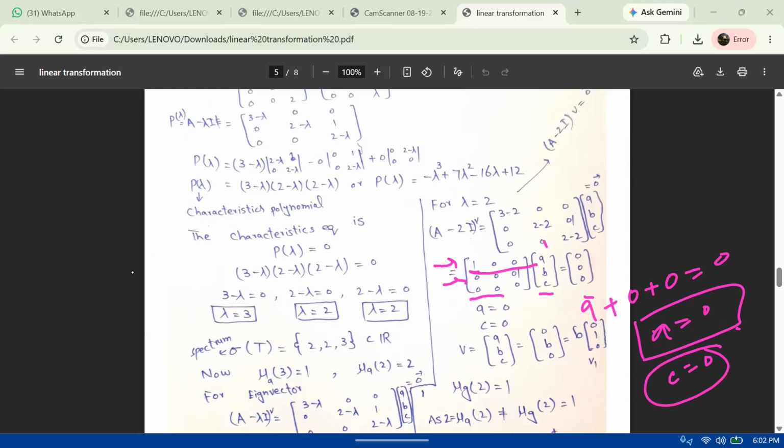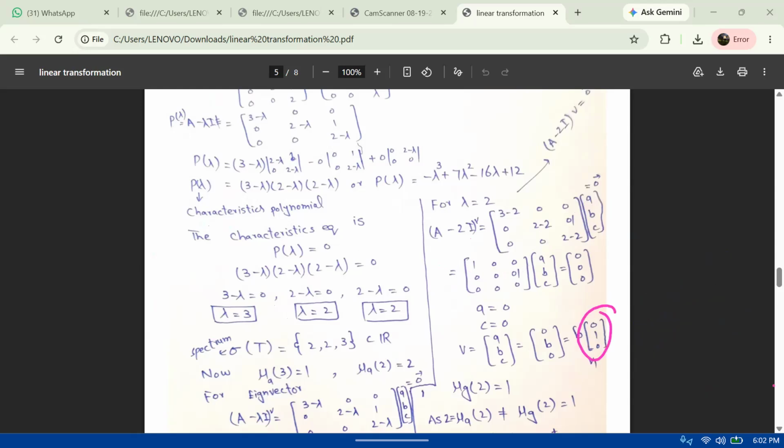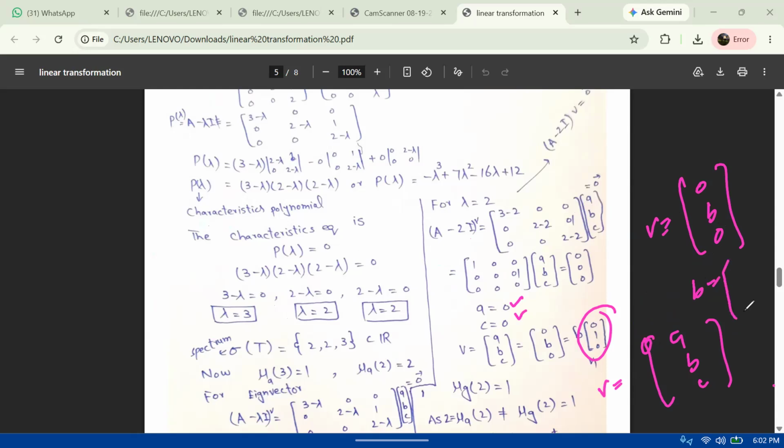So the vector v actually equals a, b, and c, and you have found a and c are 0. So v is equal to 0, b, and 0. You take b common, you get 0, 1, 0. So this is the vector v2. For lambda equal to 2, you got only one eigenvector, which is v2. So this is the eigenvector for lambda equal to 2.